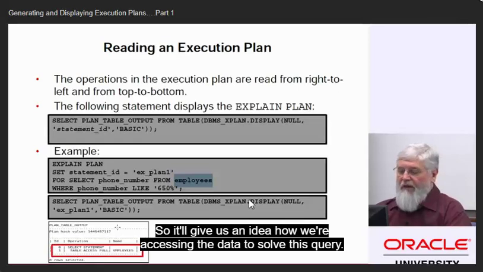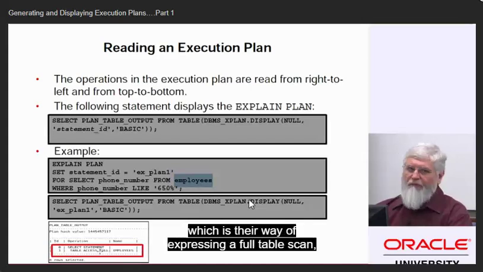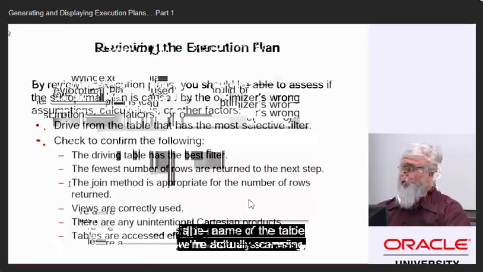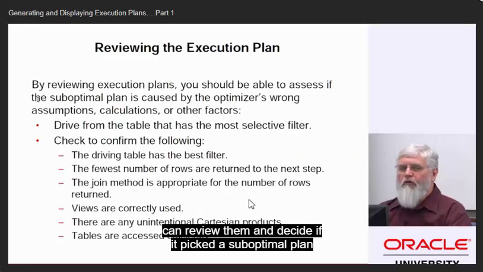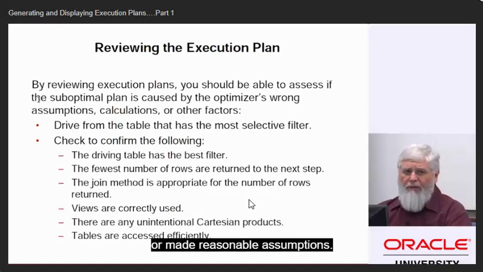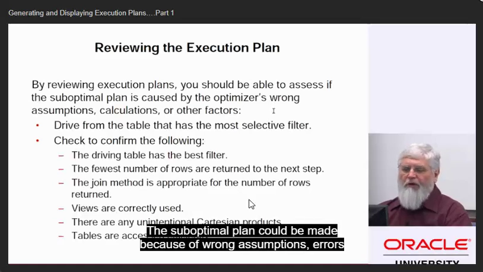By having a look at the execution plan, we can review it and decide if it picked a suboptimal plan or made reasonable assumptions. A suboptimal plan could be chosen because of wrong assumptions, errors in calculations, or errors in input, such as not having up-to-date, accurate statistics for the database.